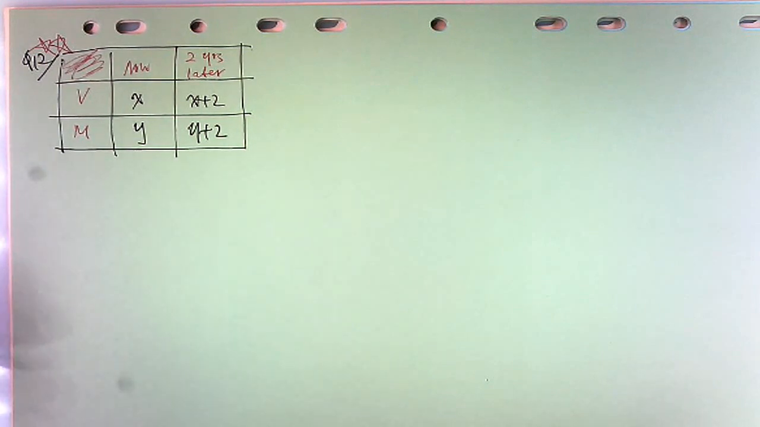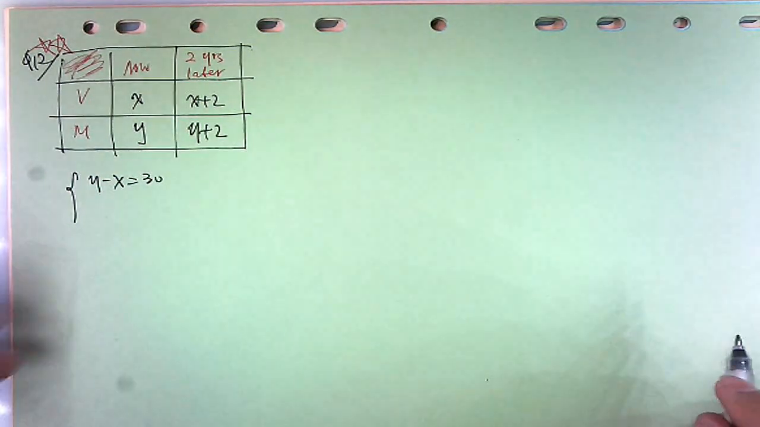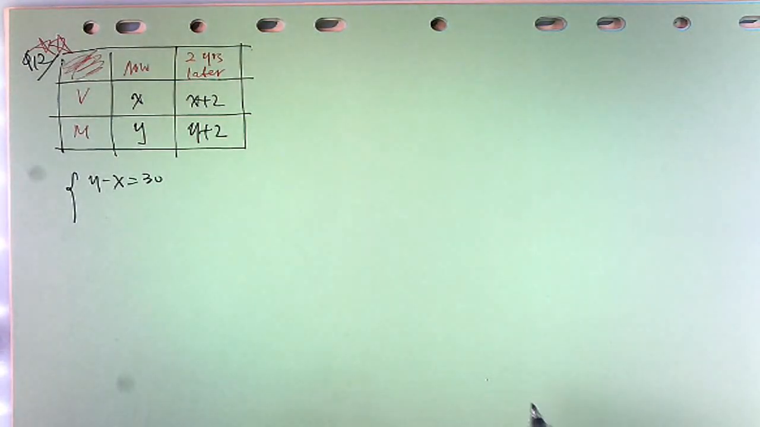The difference between their ages is 30. So, which one minus which one? Now, I mean y minus x, understand? You have to do y minus x equal to 30. It's impossible to do x minus y equal to 30 because her mother is always older than Vivian, understand?